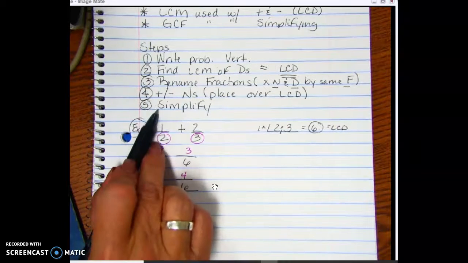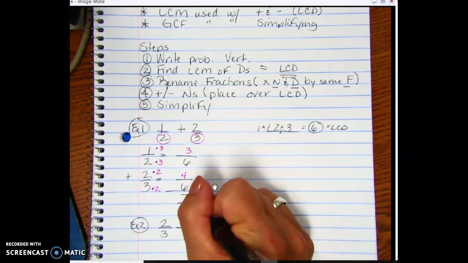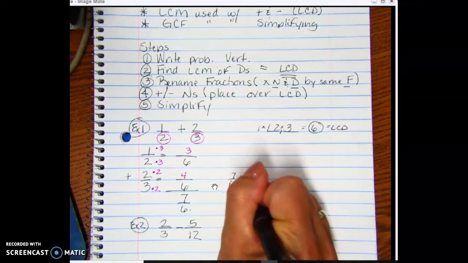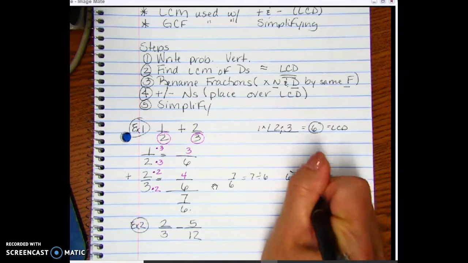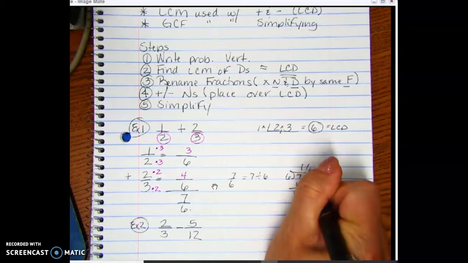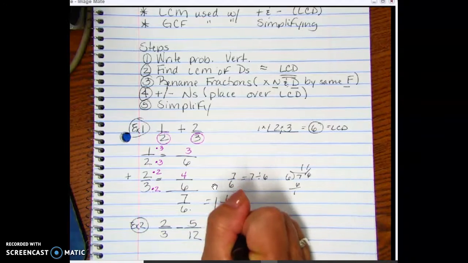Now, should I simplify? Yes, because it's an improper fraction. So remember, 7/6 equals 7 divided by 6. Therefore, 6 goes into 7. So my answer is 1 1/6.